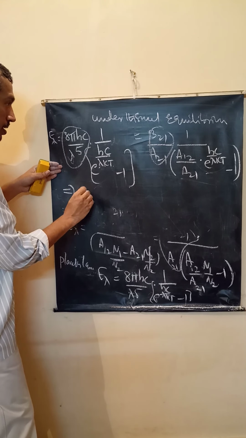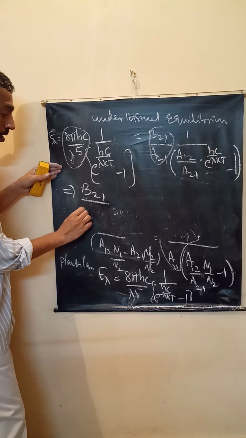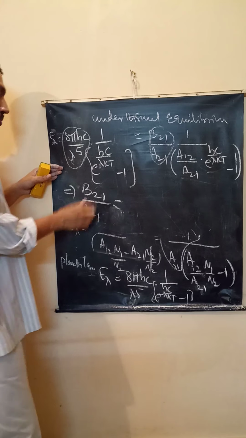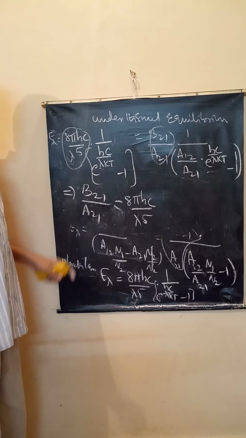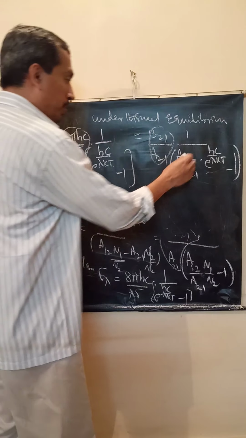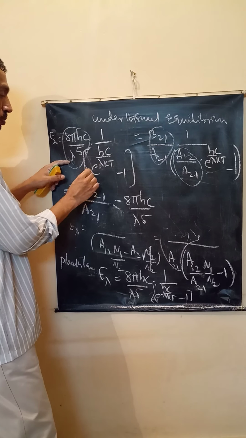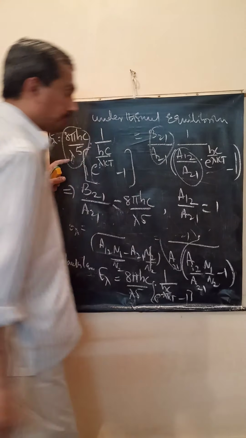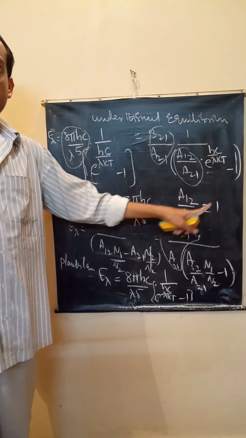This implies the ratio of spontaneous emission to stimulated emission. The magnitude of spontaneous emission to the magnitude of stimulated emission is proportional to this term. See this? It looks like stimulated emission is more when the wavelength is more. Now look at this term, A12 by A21. Here on this side it is just 1. The coefficient of this term is 1. So I can say A12 by A21 is 1. The ratio of induced absorption to stimulated emission is 1.